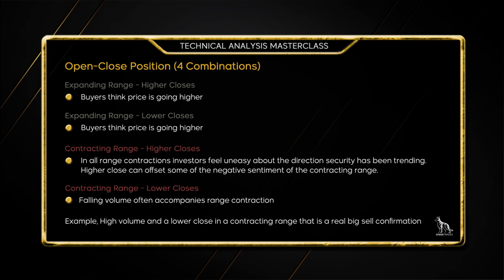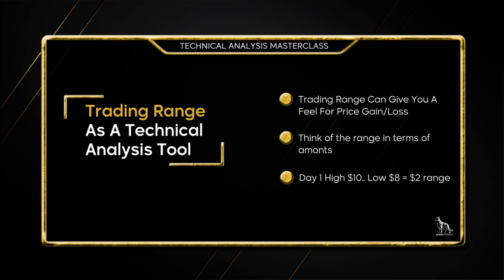So there are some other additional things to look for when you're looking at prices and ranges and what might be happening, whether they're expanding or contracting with volume, and what might be going on with an expanding range and higher closes or lower closes. Linking all those things together in addition to other tools. So we're going to layer on top of that. A trading range can also give you a feel for anticipated price gains and price losses, in terms of, let's say, your own profits from trading in this particular security.